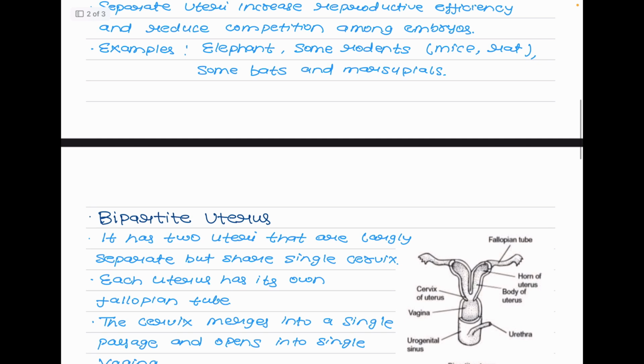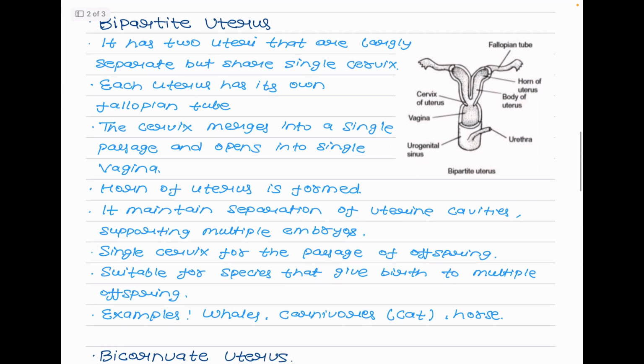Next type is bipartite uterus. It has two uteri that are mostly separate, but unlike the duplex type, they share a single cervix. Each uterus still has its own fallopian tube. Here, the cervix merges into a single passage that opens into the vagina. This setup maintains a separation of uterine cavities, supporting the development of multiple embryos, but with a single cervix for birthing.